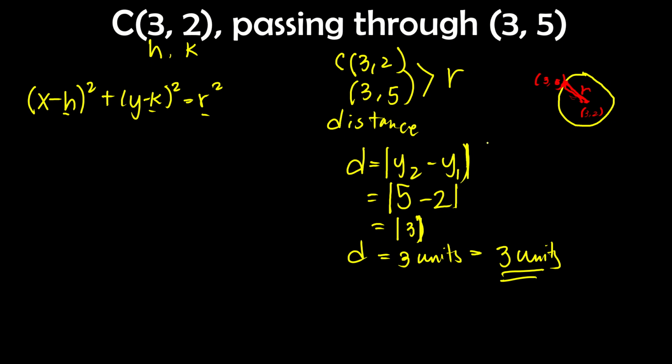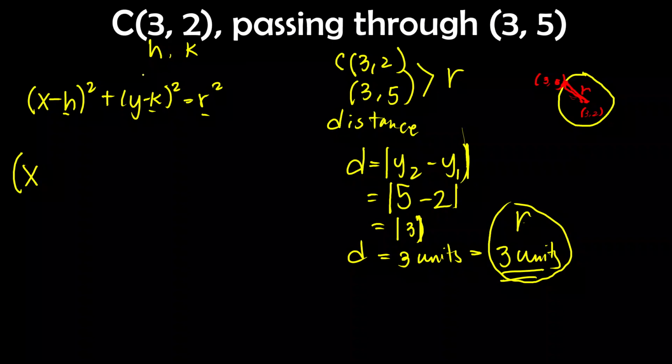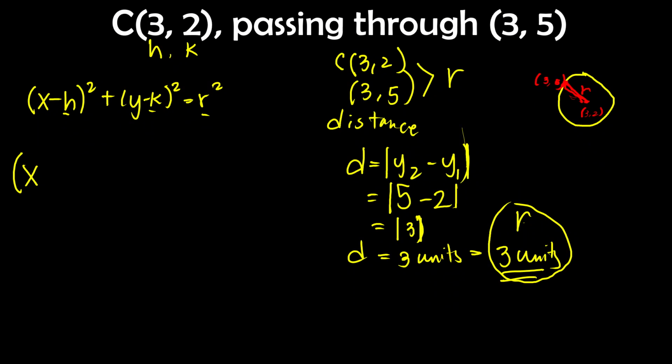Ito yung radius, di ba? Radius is 3 units. May h na tayo, may k na tayo, meron na ring r. So, pwede na makuha yung equation ng circle. So, we have, yung shortcut na lang. So, start with x. Sunod, ang value ng h ay positive 3. Baliktarin natin ang sign.